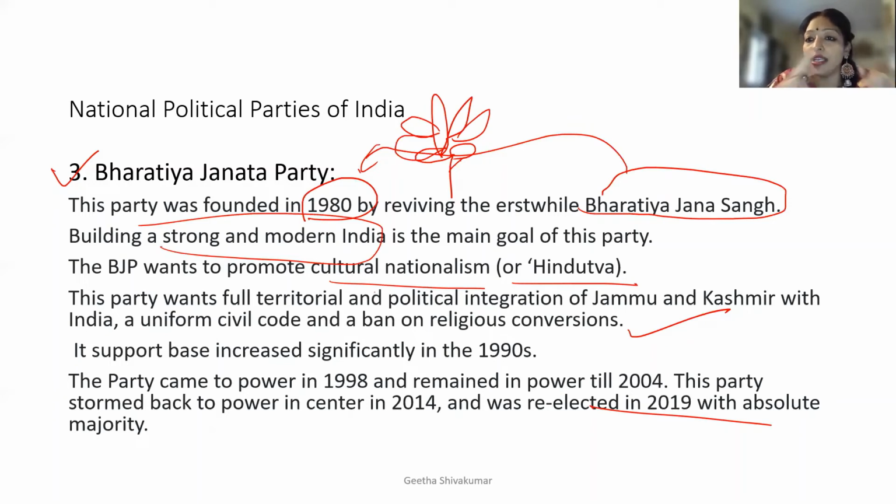So Bharatiya Janata Party, Lotus. They can ask you what the name was before the Bharatiya Janata Party, it is Bharatiya Jana Sangh. Then 1980, the party was formed. What was their main aim? Their main aim was to build a strong and modern India. They promoted cultural nationalism, that is Hindutva. Then, as I told you, full territorial and political integration of Jammu Kashmir, which has already happened. And they came to power with a majority win in the year 2019.